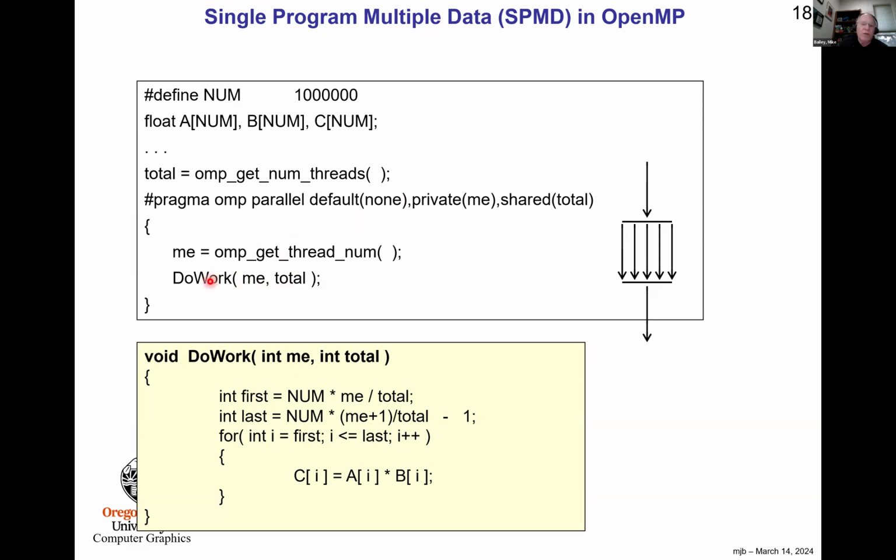And so each thread will execute this do work. But it's computing what it needs to do itself. So I know how many threads we've got. I know which one I am. I'll figure out what my role in all of this is.